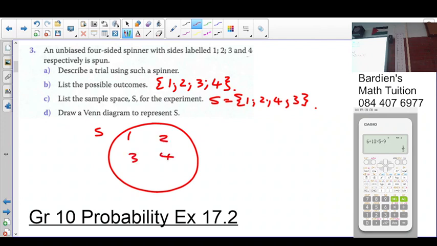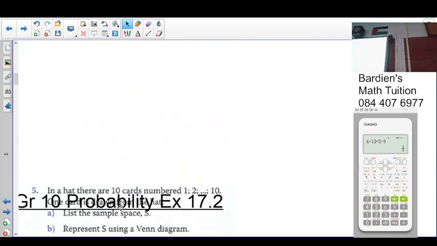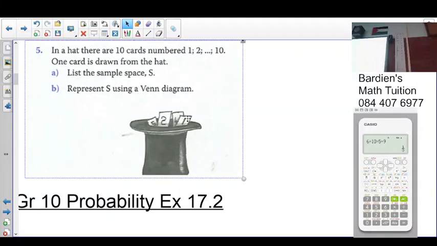Do you guys understand? Yes? The same: 1, 2, 3, 4. 1, 4, 3, 2 also works. Order doesn't matter. Right, people, number 5.